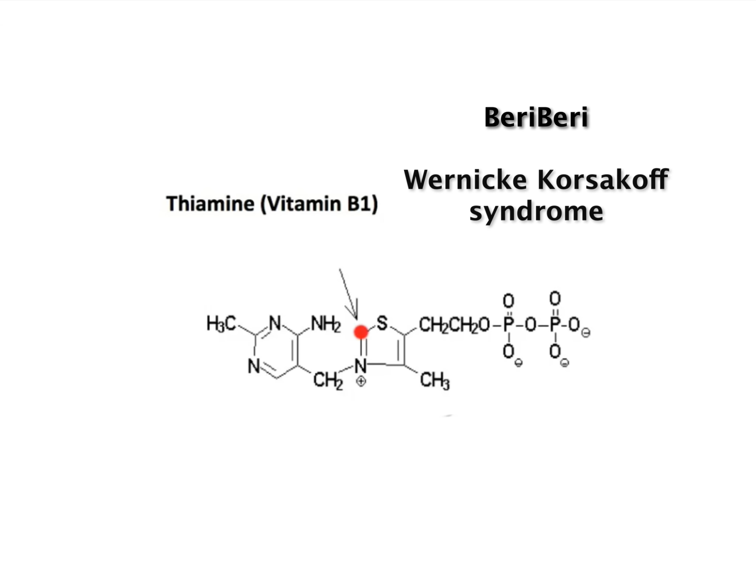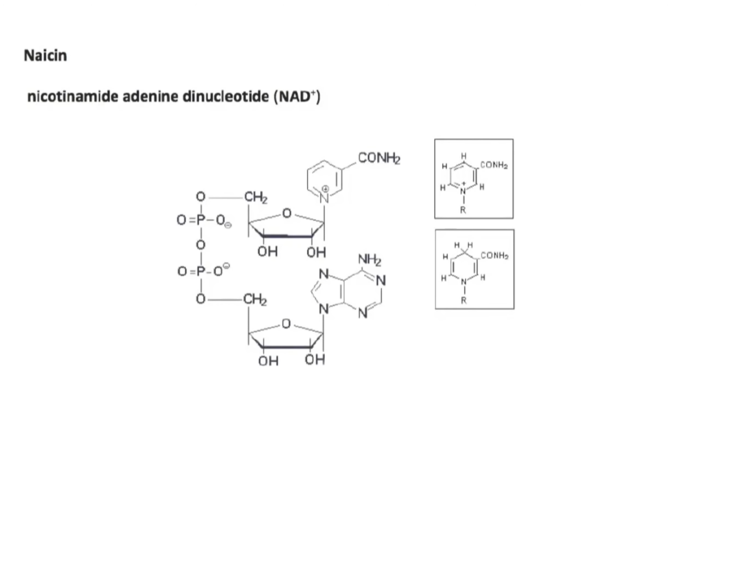In the U.S. and more developed countries, thiamine deficiency is more often seen as Wernicke-Korsakoff syndrome. This is most often found in chronic alcoholics who have a very restricted diet. The symptoms of Wernicke-Korsakoff syndrome are confusion, nystagmus, which is involuntary eye movement, and ataxia, or a lack of muscle coordination.